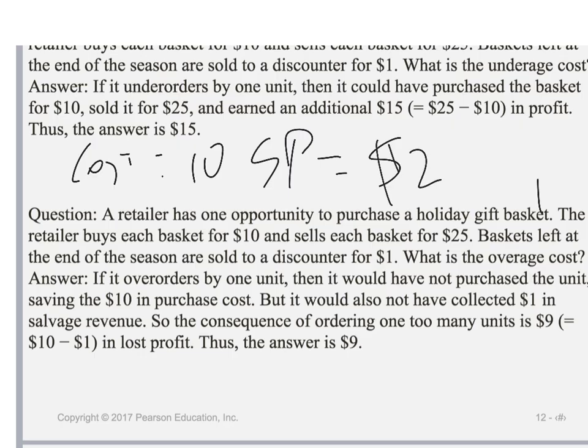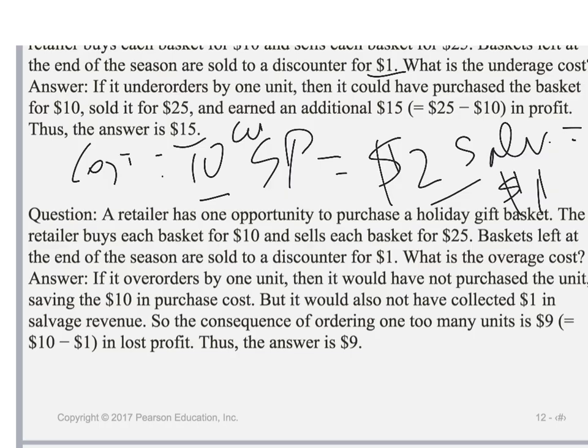And at the end of the season, you can only salvage it for $1. So it says, what's my underage cost? So my CU, my underage cost here, is going to be the lost profit, right? So it's the $25 minus the 10. So it's $15. That's my underage cost.